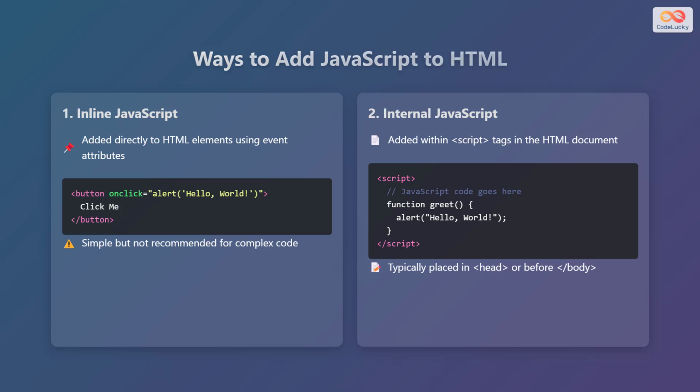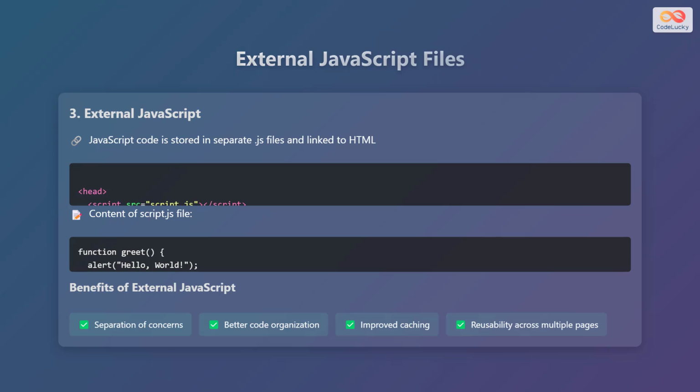The second way is internal JavaScript. This involves including JavaScript code within script tags inside your HTML document. These script tags are typically placed in the head section or just before the closing body tag. Inside these script tags, you can write standard JavaScript code.